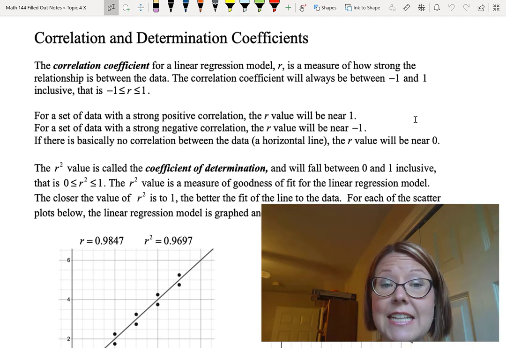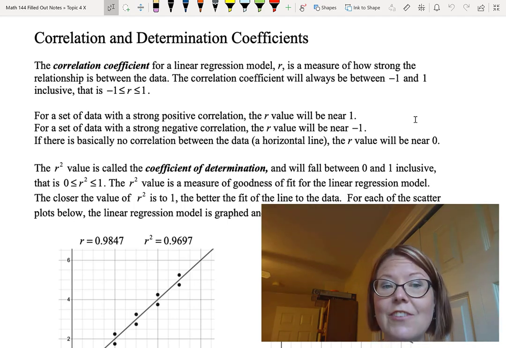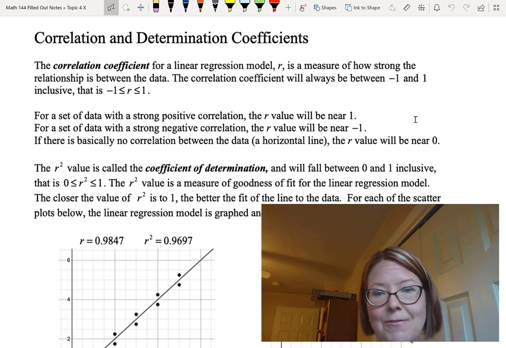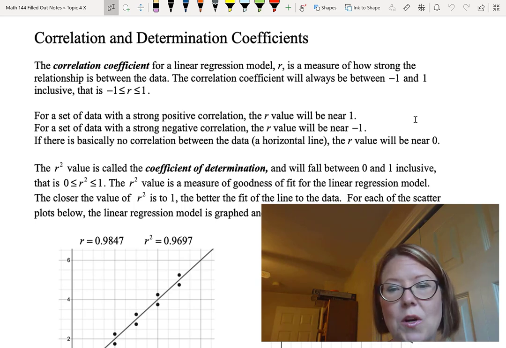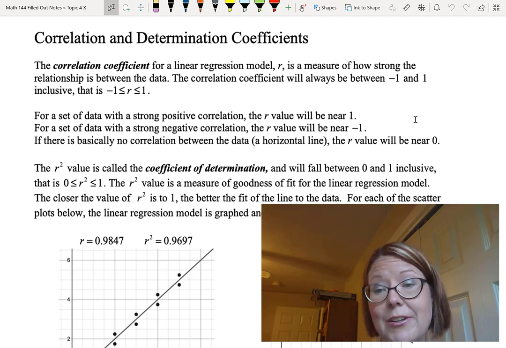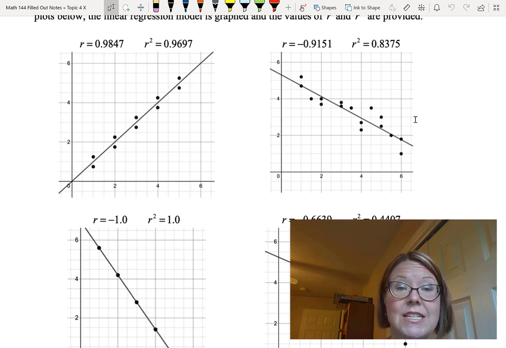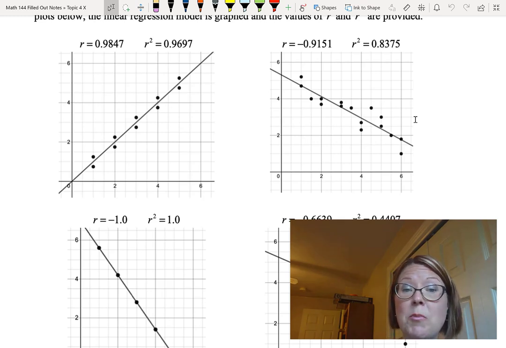For a set of data with strong positive correlation, the r value will be near 1. And for a set of data with strong negative correlation, the r value will be near negative 1. If there's basically no correlation, in other words, you have a horizontal line, then the r value will be near zero.